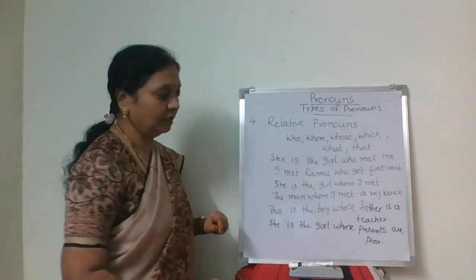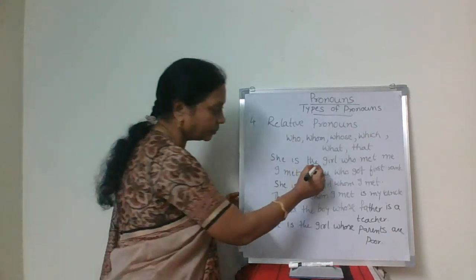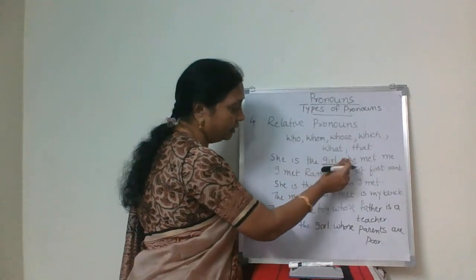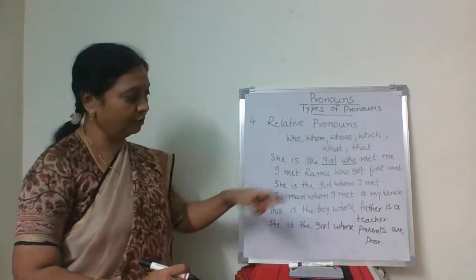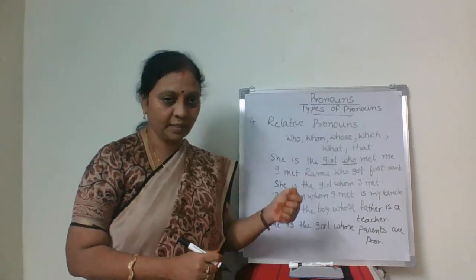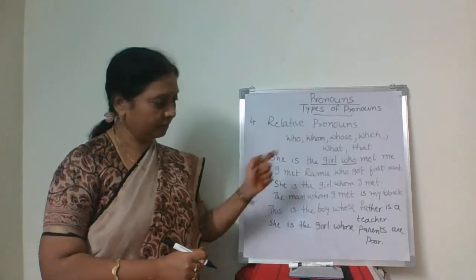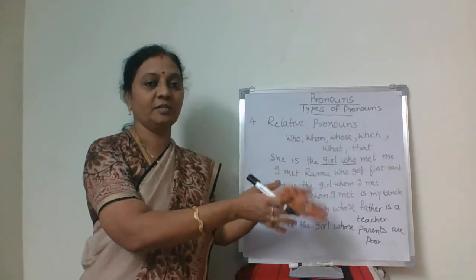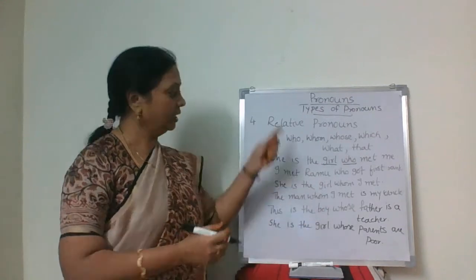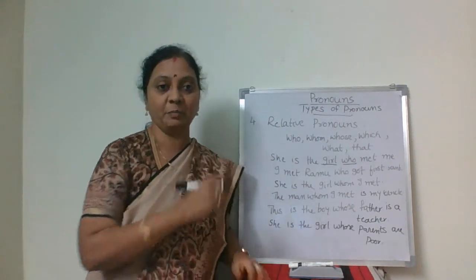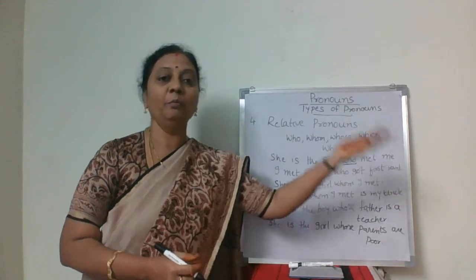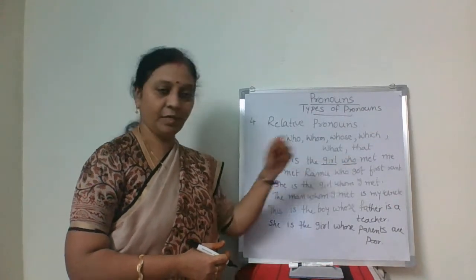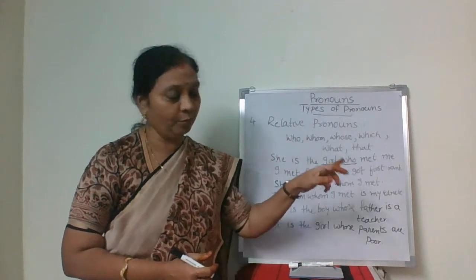She is the girl who met me. Here who is the relative pronoun and girl, which is used immediately before it, is called the antecedent, and it is a noun. She is the girl, and instead of repeating that girl, I am using the relative pronoun who. She is the girl who met me. So instead of girl, we are using the relative pronoun who.